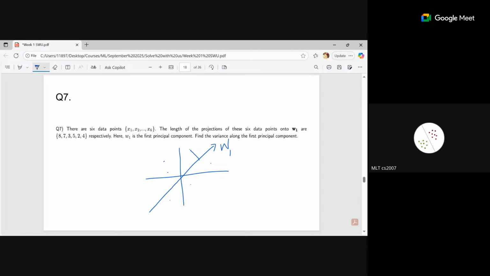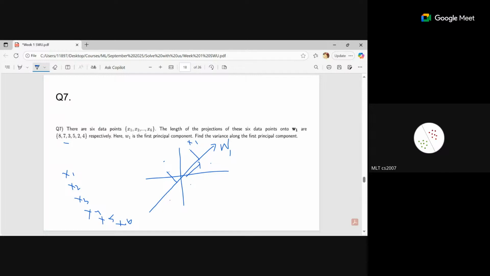So let's say if this is my data point 1, this is X1. The length of the projection is given to me as 8. Then let's say this is my X2, the length of the projection onto this is given to be 7, and so on. So these are the lengths of the projections. Given this information, for these 6 data points, X1 to X6, we don't know what these data points are. We don't know what the first principal component is.